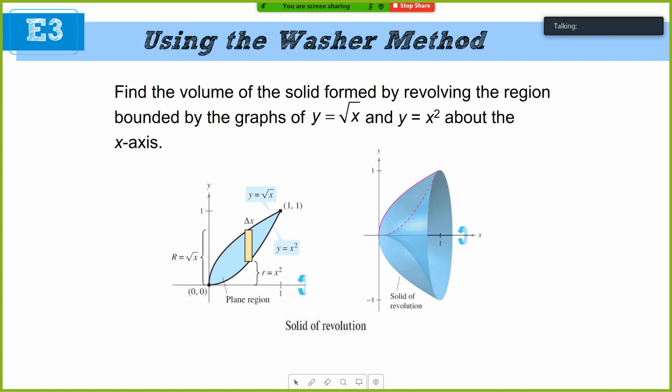Okay, so I'll give you some hints to get you started. My representative rectangle is perpendicular to the axis of revolution. Therefore, I'm going to use a disk or a washer. My representative rectangle is not touching the axis of revolution. Therefore, I'm going to end up with a washer. Okay, the rest is on you. Set that up, find the volume.